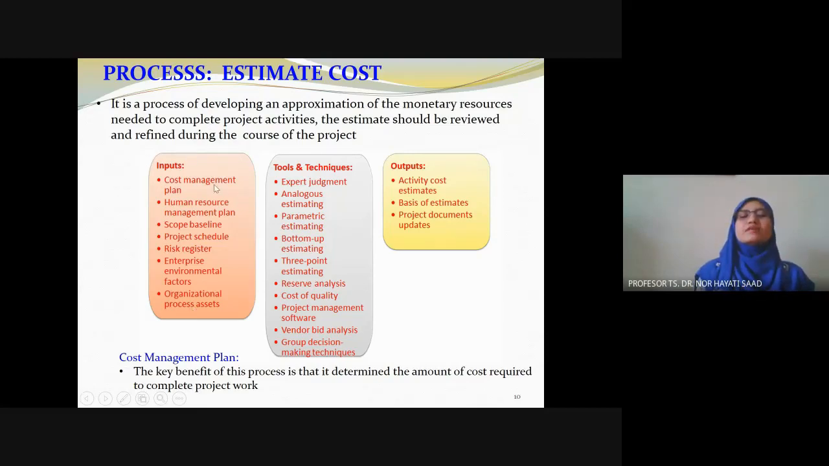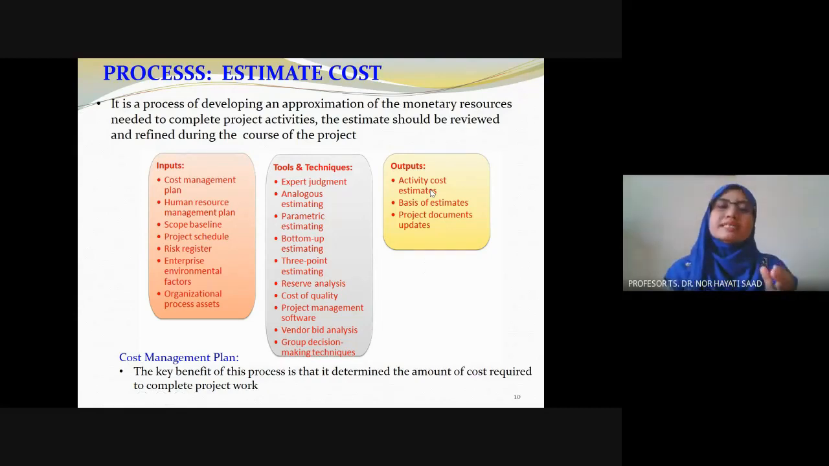Okay, input: cost management plan. Based on the previous one, we know the funding, we know how we want to calculate our finance. We also need the human resource management plan, HRM, which is important. That is the 1M, resource for the project, who will handle or execute the project. Scope baseline, project schedule, risk register, we already have. And the output is the activity cost estimate.